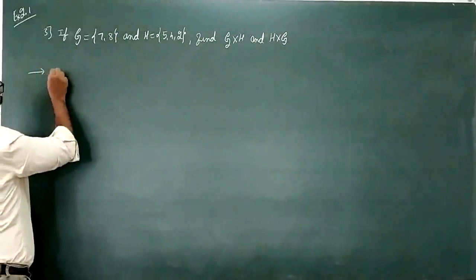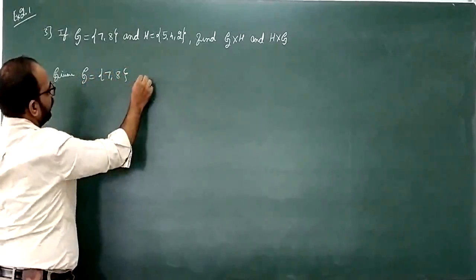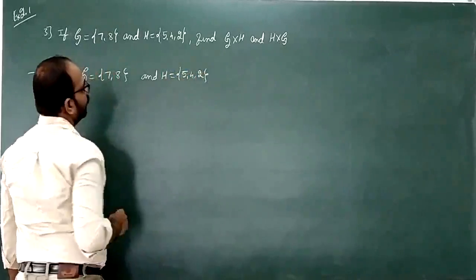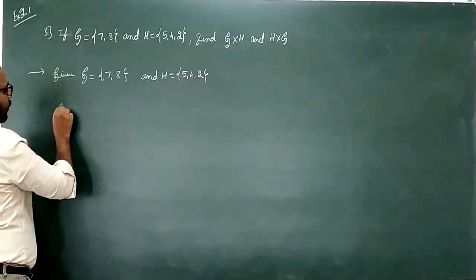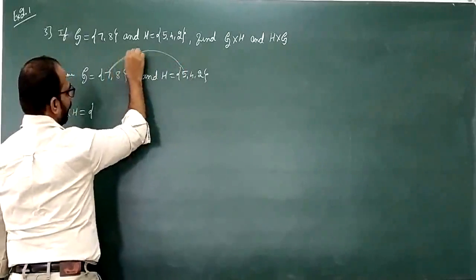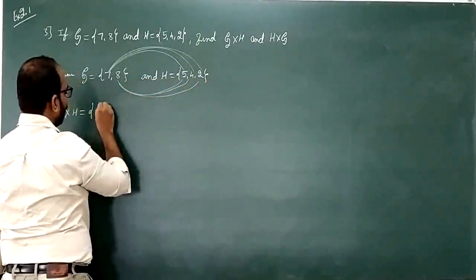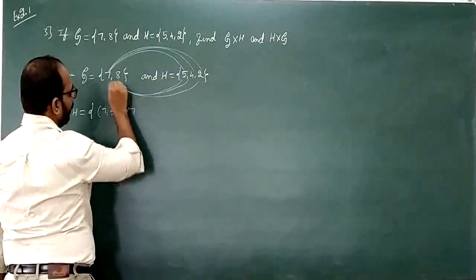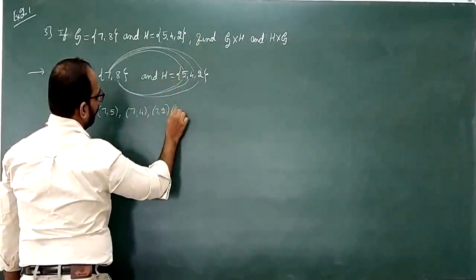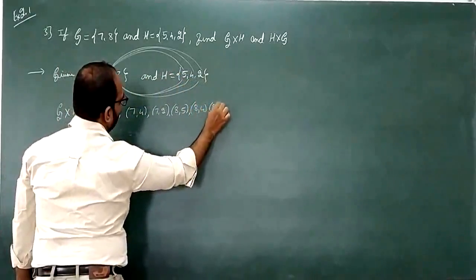Okay, write down given: set G is equal to {7, 8} and set H is equal to {5, 4, 2}. Then the Cartesian product of G and H is equal to the ordered pairs: 7 comma 5, 7 comma 4, 7 comma 2, similarly 8 comma 5, 8 comma 4, 8 comma 2.